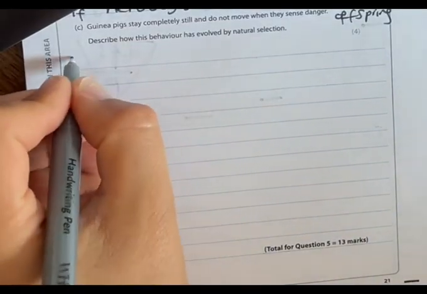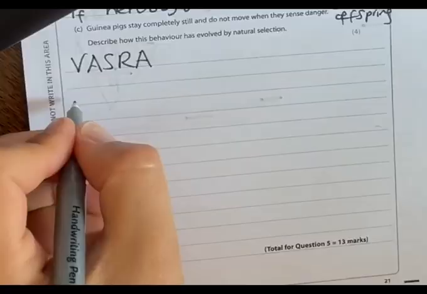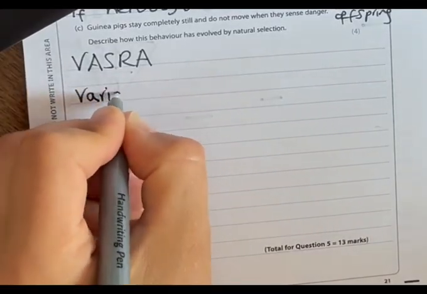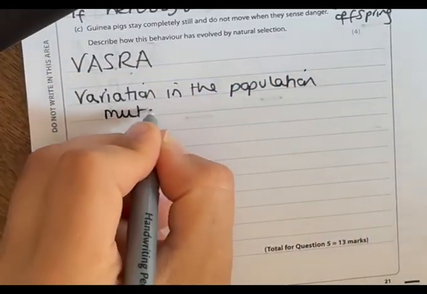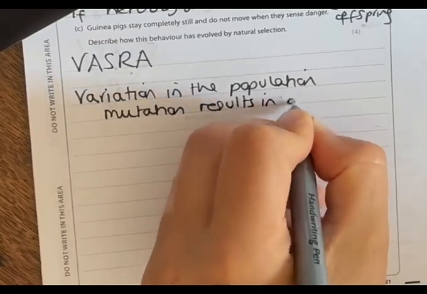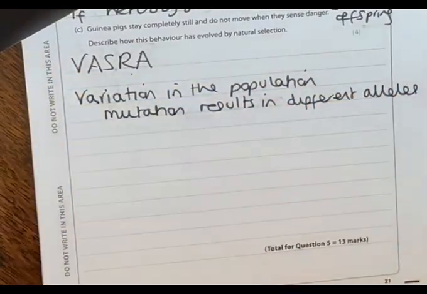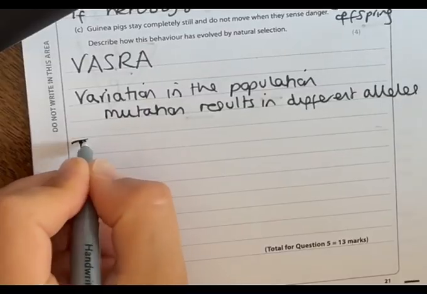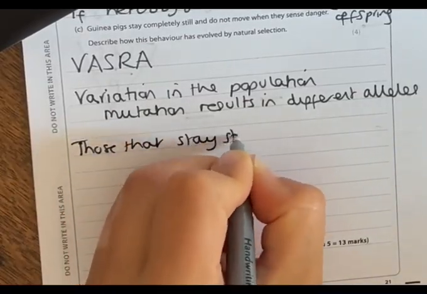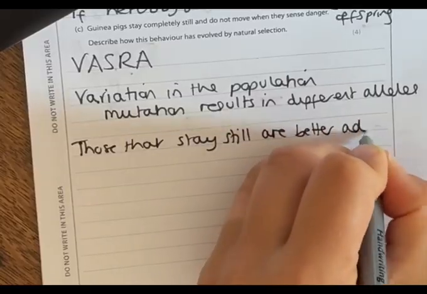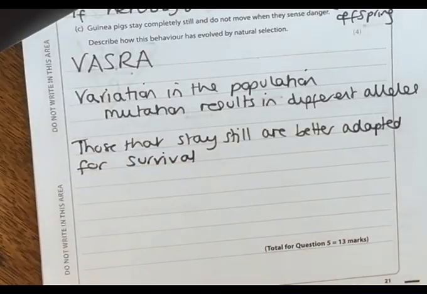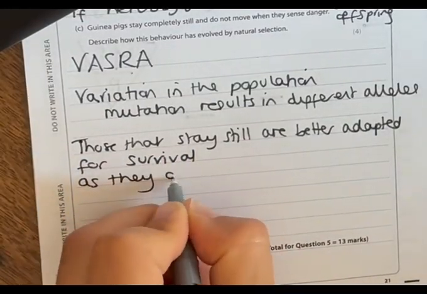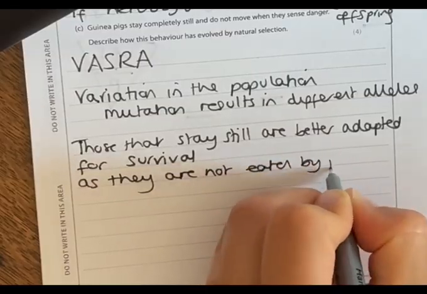So the final part of this question states that guinea pigs stay completely still and don't move when they sense danger. Describe how this behaviour has evolved by natural selection. So whenever you see a question about natural selection, I want you to think VASRA, because this will help you remember the key words you need to include. So the V stands for variation. So there's variation in population due to mutations, random mutations that result in different alleles. Now, those that have alleles that mean they are staying still, they are better adapted for survival as they're not going to be eaten by predators.